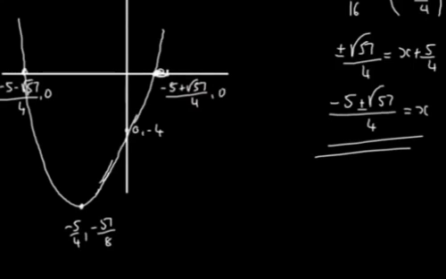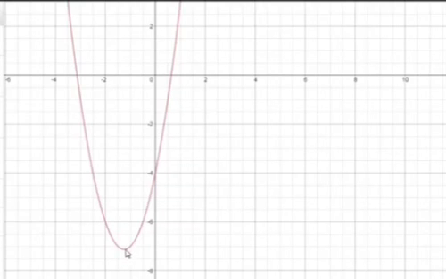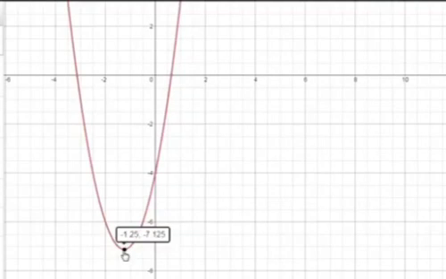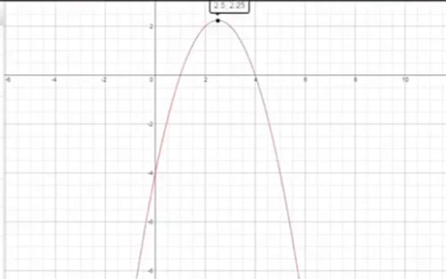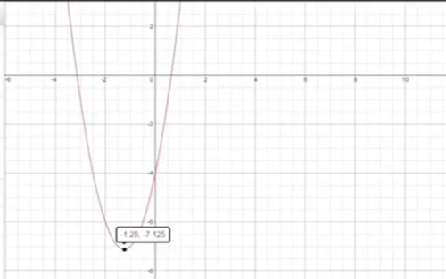We've got now 0, -4. We've got -5 over 4, -57 over 8, and there we go, there's -5 over 4 and -57 over 8, and that gives us now the minimum. Just out of interest, if this was -2x squared and it would be the other way up, we'd have a maximum. So that's why we have a minimum, and that's what it looks like.